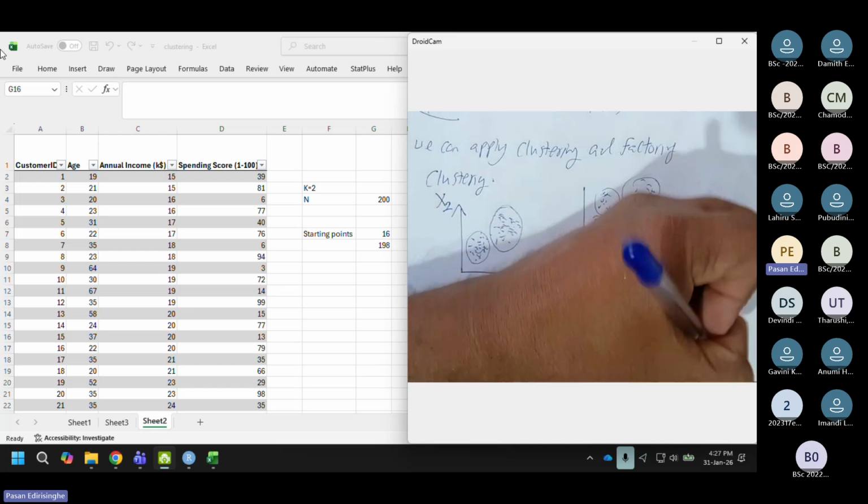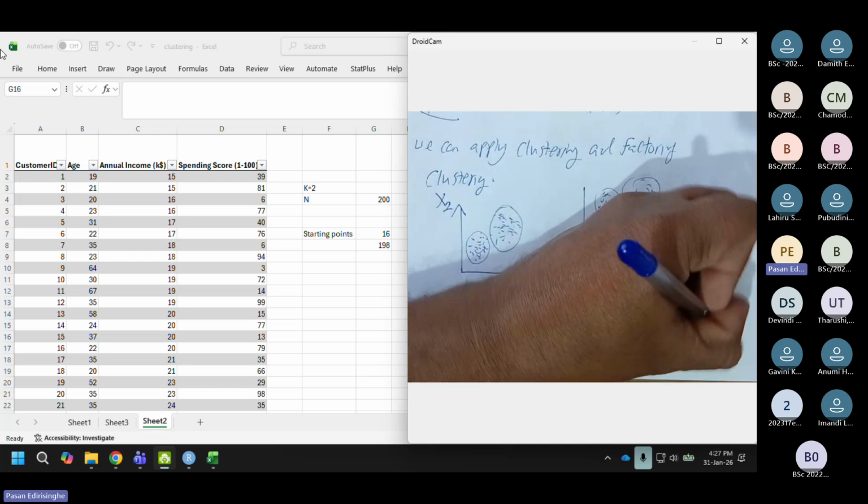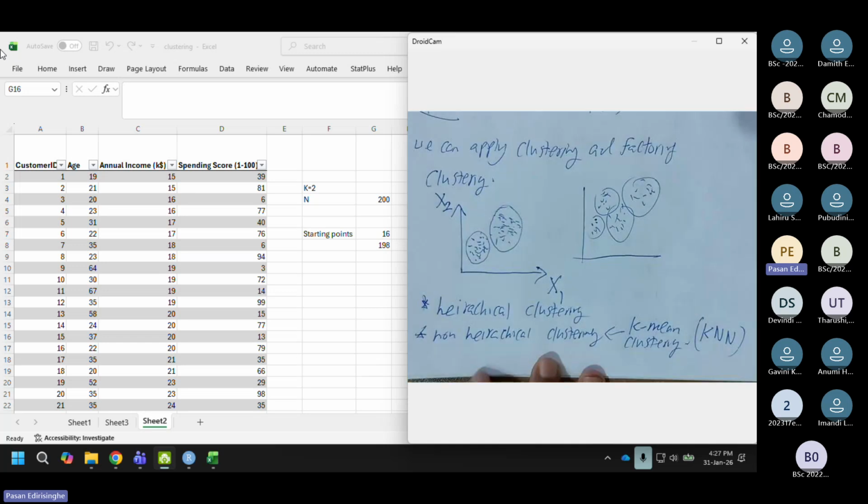In other words, if you look at different software and different books, they might call it K-nearest neighbor as well, and both are the same technique, right? So we can try to go through them. Okay, so that's the idea of hierarchical clustering and non-hierarchical clustering.